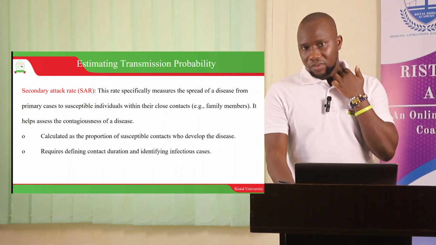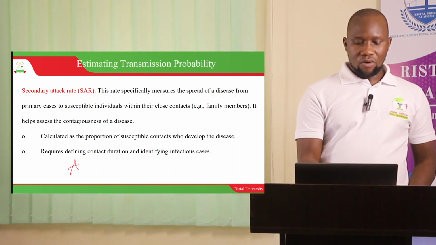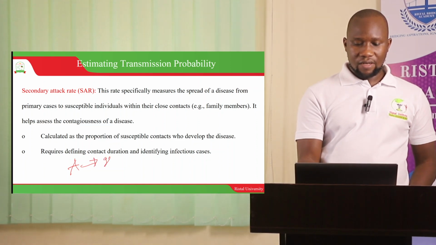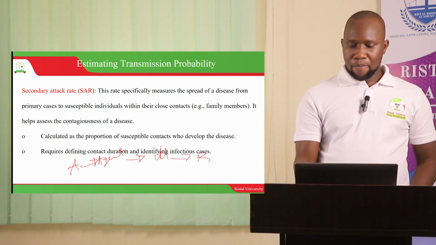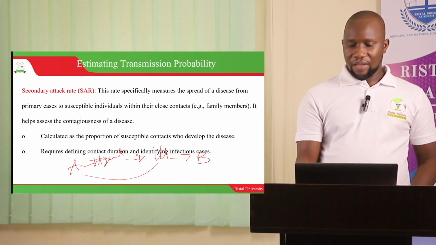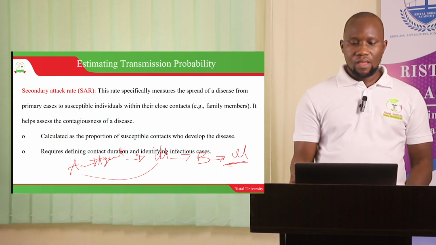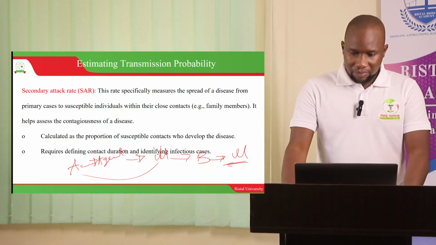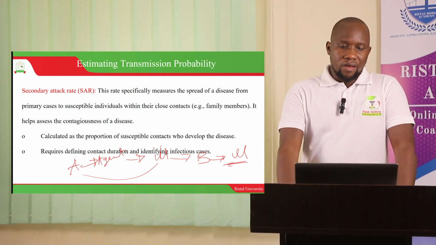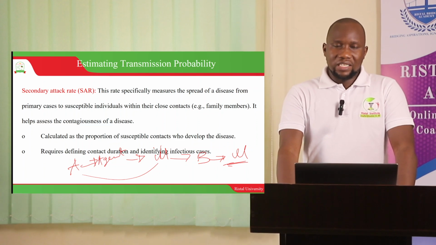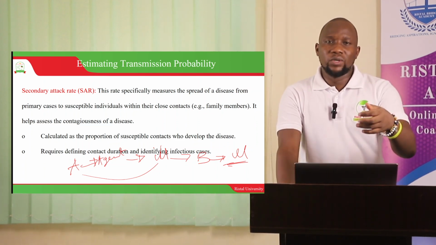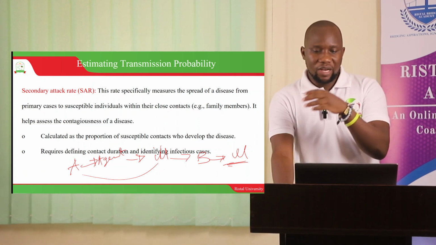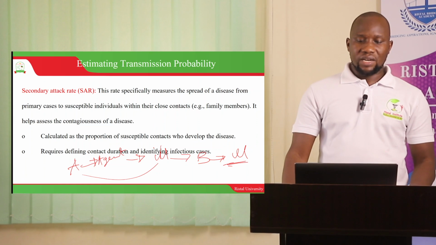Okay, so A got exposed to the infectious agent and then became ill, and then the patient B got into contact with patient A, and then patient B also became ill. So the number of people that get a disease from primary cases, that tabulation is what we call secondary attack rate. Okay, so it helps us to also know the extent to which the disease is transmitted from person to person. Okay, so secondary attack rate is about person to person.